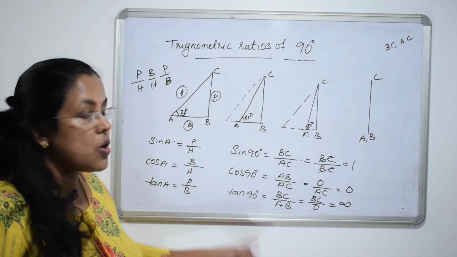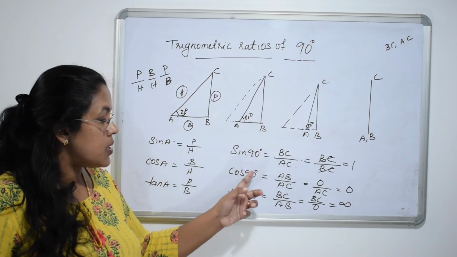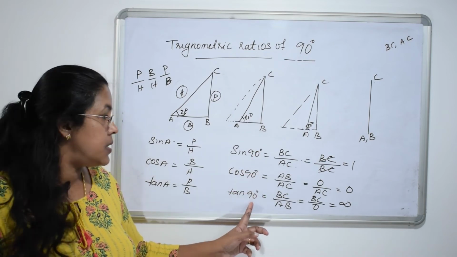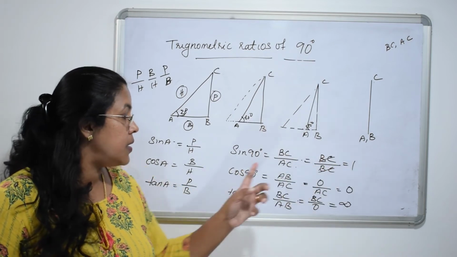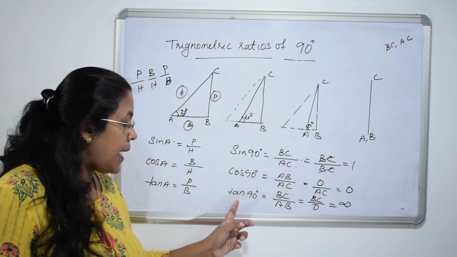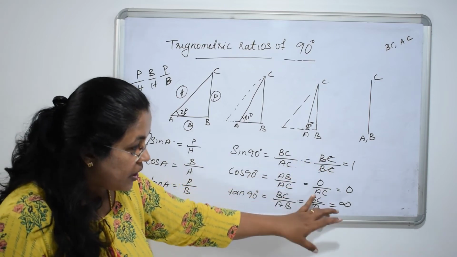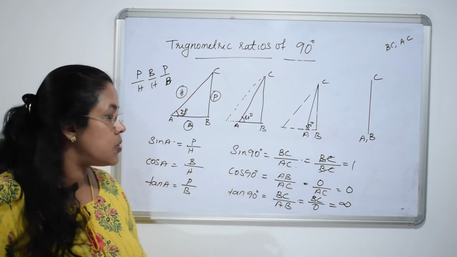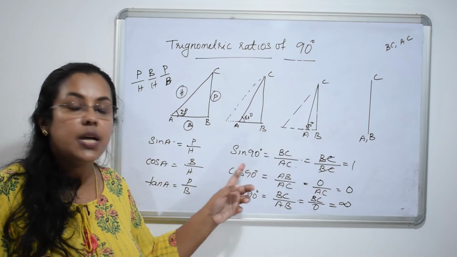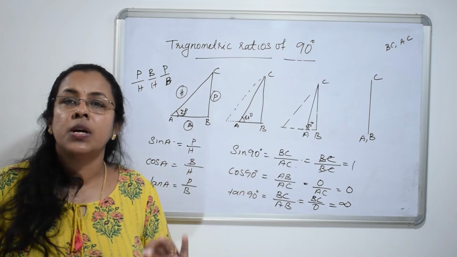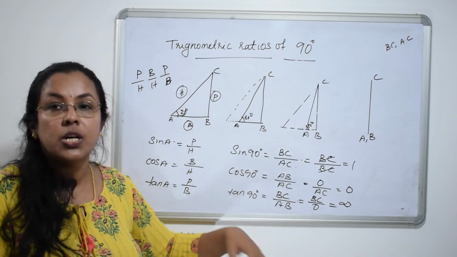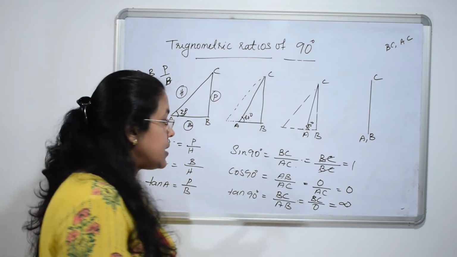These are the values of sin 90, cos 90 and tan 90. Sin 90 is 1, cos 90 is 0 and tan 90 is not defined. The rest of the three ratios are the reciprocal ratios of sin 90, cos 90 and tan 90. It is enough to learn this much. The rest we can write directly.